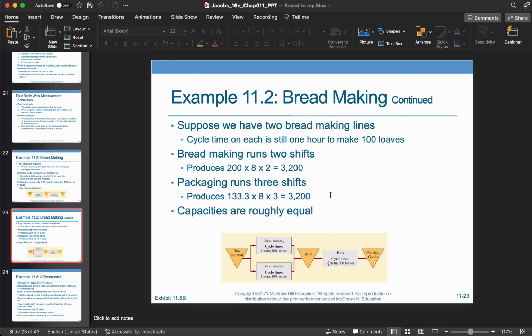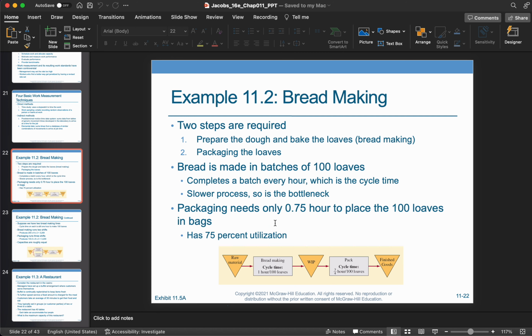So in this case, if I were to run 2 and 3 shifts here, what would happen? So I have a single bread making machine and a single packing machine. So if I run 2 shifts here, that means I can make 200 loaves per hour. And if I'm running 2 shifts with a single machine, that'd be 8 hours times 2, 16 hours. So I can produce 1,600 loaves of bread. And what about packaging? So that'll be 133.33 times 3 shifts. That'll be 400 loaves of bread.